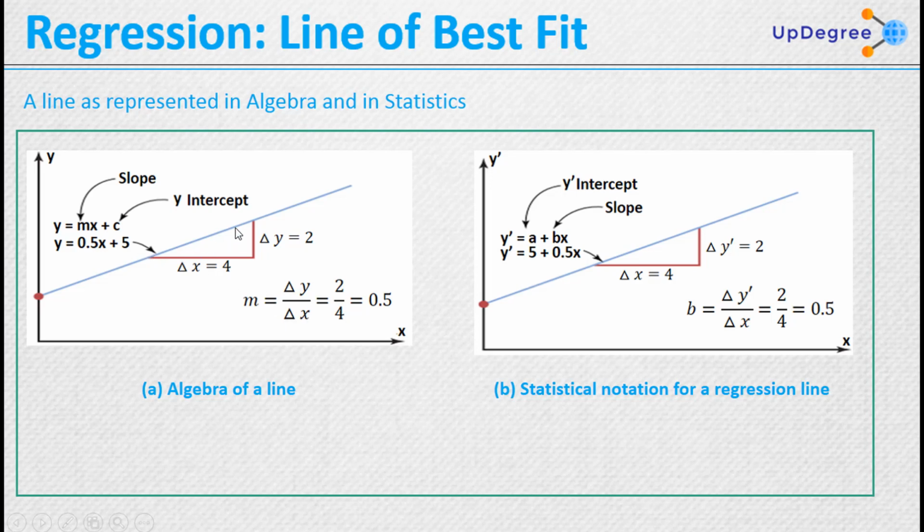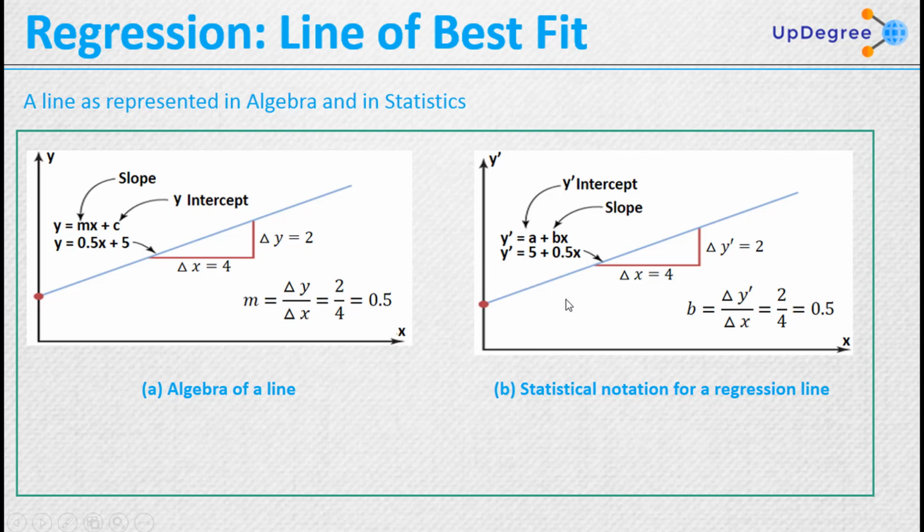If you consider two points on this line, one having coordinates x1, y1 and the other x2, y2, then x2 minus x1 is delta x, and y2 minus y1 is delta y. So delta y by delta x, let it be 2 by 4, equals 0.5, and in that case m will have the value 0.5. Let us suppose the intercept has the value 5, so y = 0.5x + 5. In this way, in algebra we define a straight line.